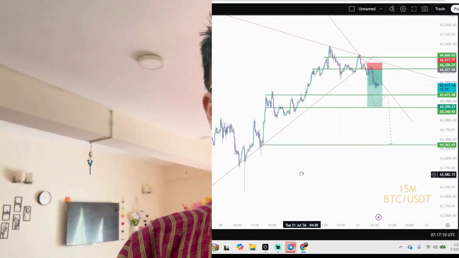So we'll try to see a small explanation of how I usually plan in those kinds of situations, to identify whether it is a real breakout or not. So yeah, let's go, guys.